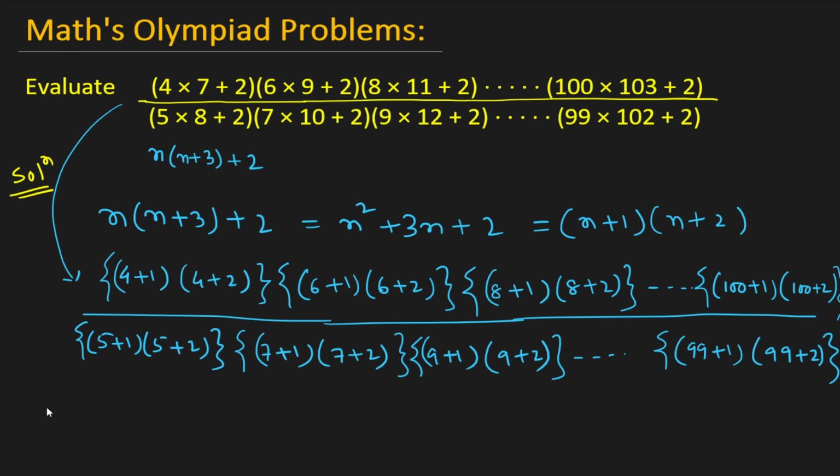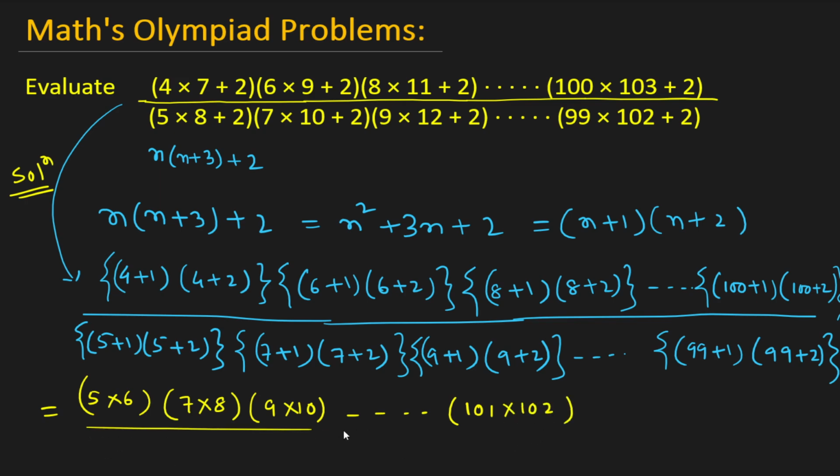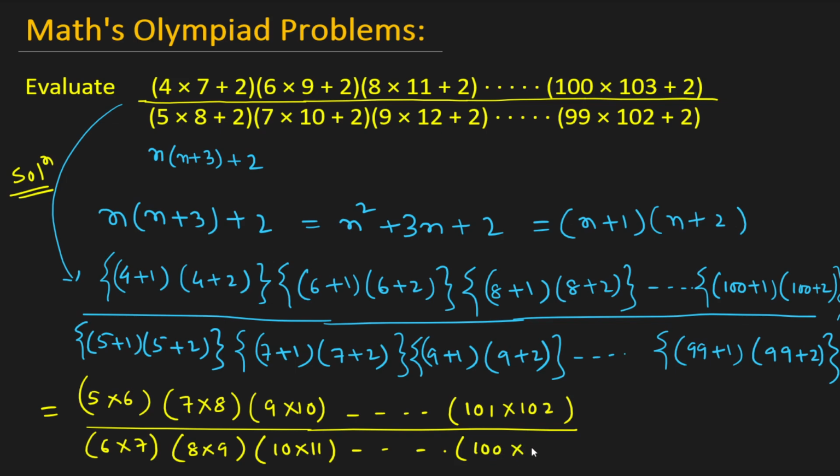Okay, so then what we will get? 4 plus 1 is 5 into 6. Then 7 into 8, 9 into 10, and so on up to 101 into 102. And then in the denominator, 6 into 7, 8 into 9, 10 into 11, and then up to 100 into 101, right?